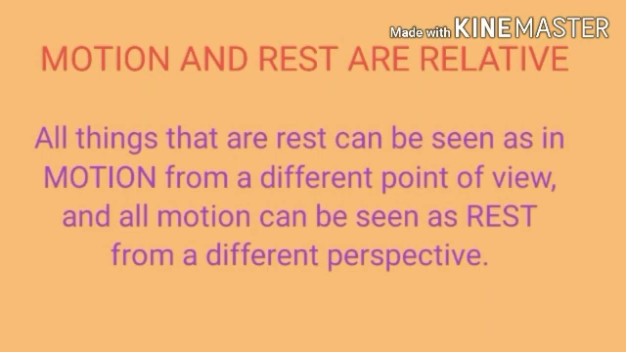An object may appear to be stationary for one observer and appear to be moving for another observer. An object is at rest in relation to a certain set of objects and moving in relation to another set of objects. This implies that rest and motion are relative.